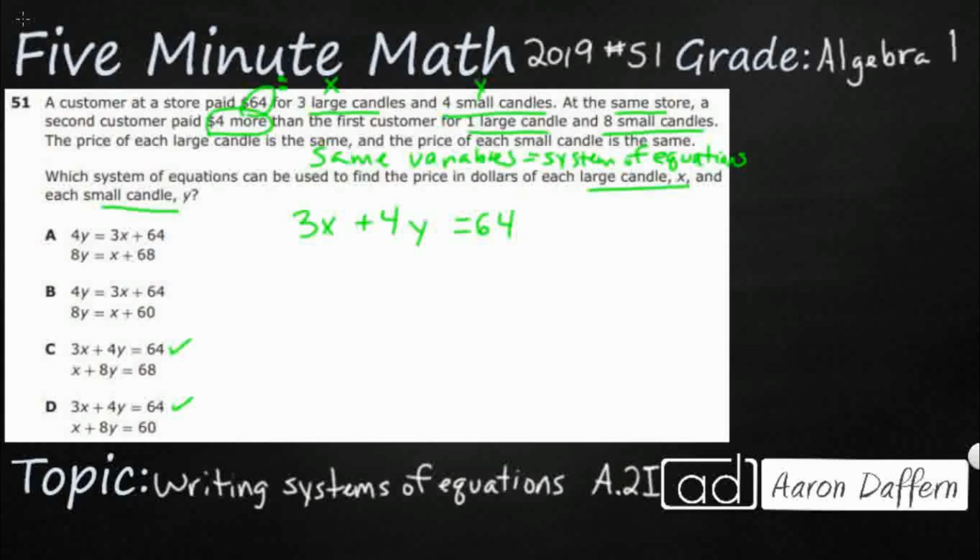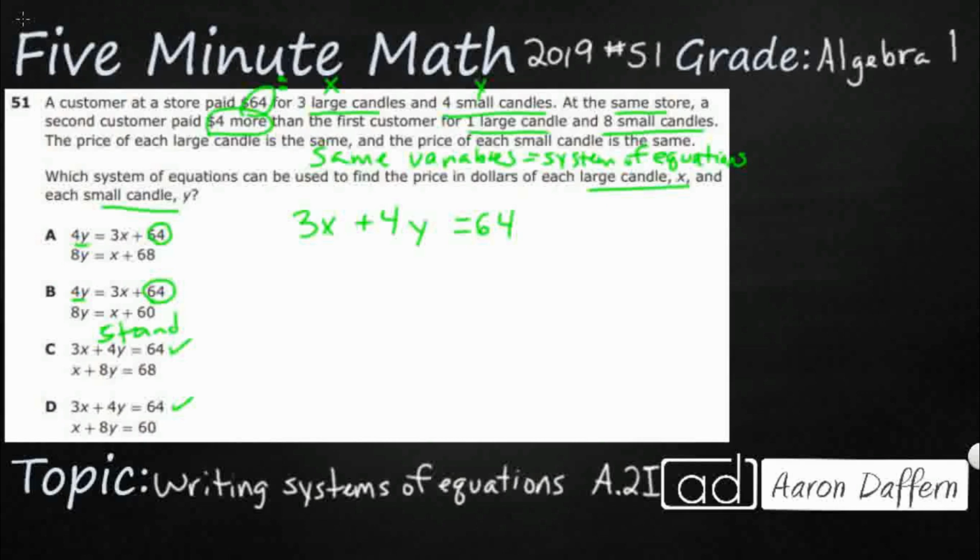Not sure where A and B are coming from. They've got the 64 over here with the 3X. Oh, it looks like they're trying to put it in slope-intercept form, even though we wouldn't want 4y. We would want just to solve for y. Okay, that's interesting. So what we're looking at here is more of standard form.